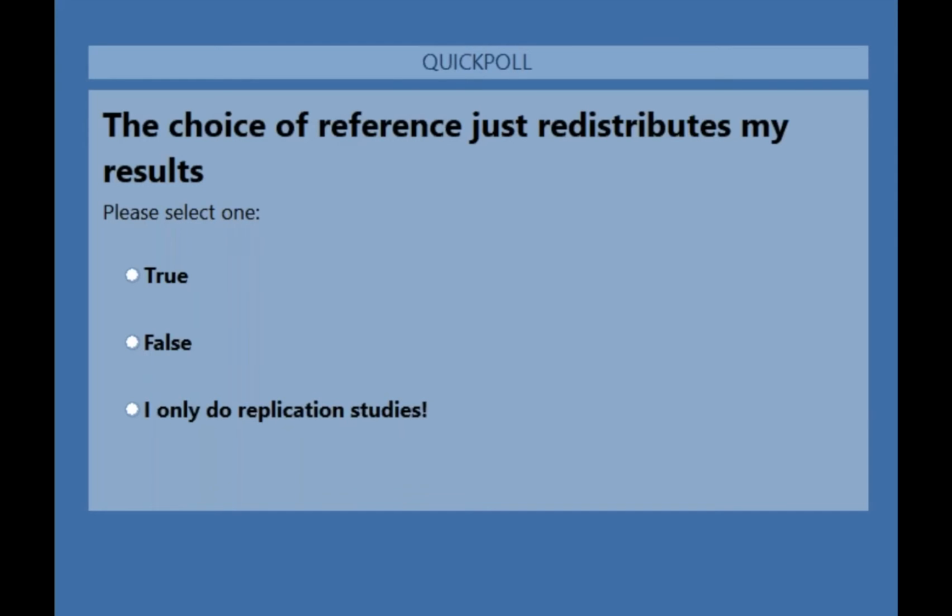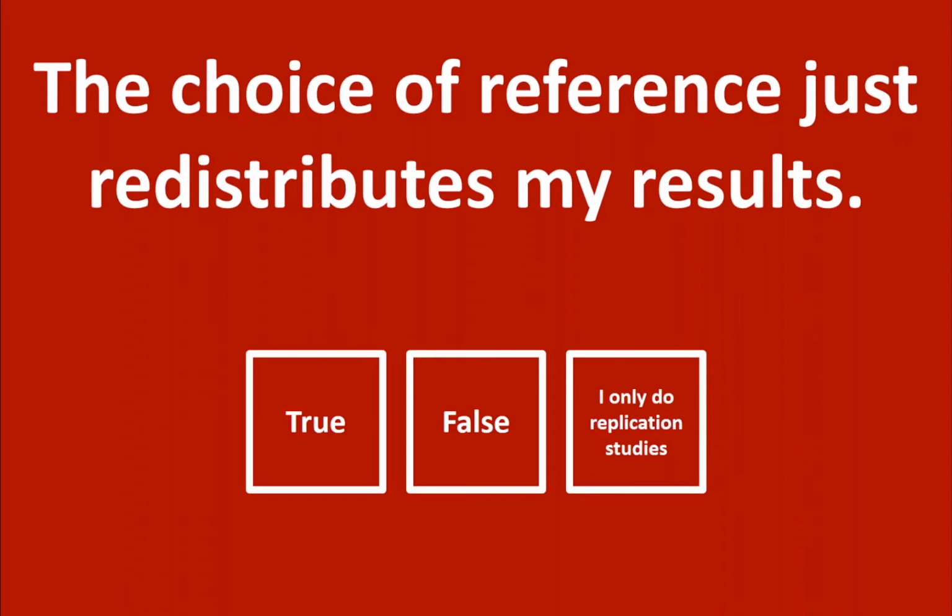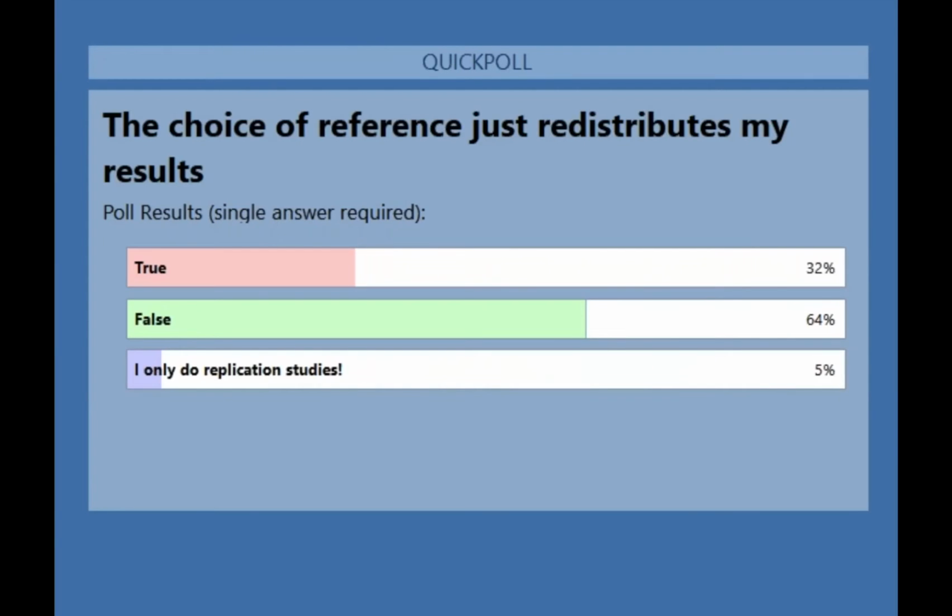Yes, the poll is ongoing. Around 50% of the people voted. Let's wait for the rest. Perfect. I close the poll, and there are the results. So true, 32%, false, 64%, and I only do replication studies 5%. Fair enough. Fair enough. Well done, everybody.